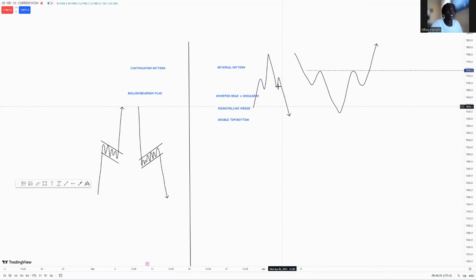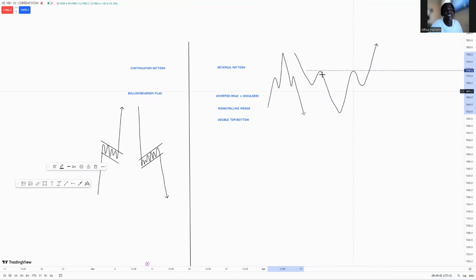So this is an inverse head and shoulders. This is a head and shoulders. This is a head and shoulders, and this is an inverted head and shoulders. It's the opposite of a head and shoulders, but it's the same thing. And then we have our rising wedge and our falling wedge.